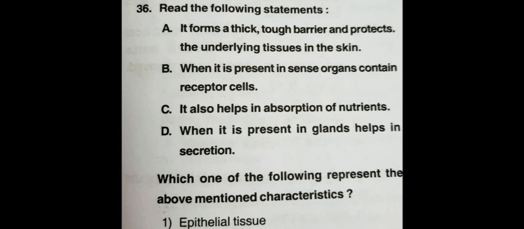Read the following statement. It forms a thick, tough barrier and protects the underlying tissues in the skin. When it is present in the sense organs, it contains receptor cells. It also helps in absorption of nutrients. When it is present in glands, it helps in secretion. Which of the following represent the above mentioned characters? Obviously, it is epithelial tissue. All these statements are connected with epithelial tissue. First option is the right answer.